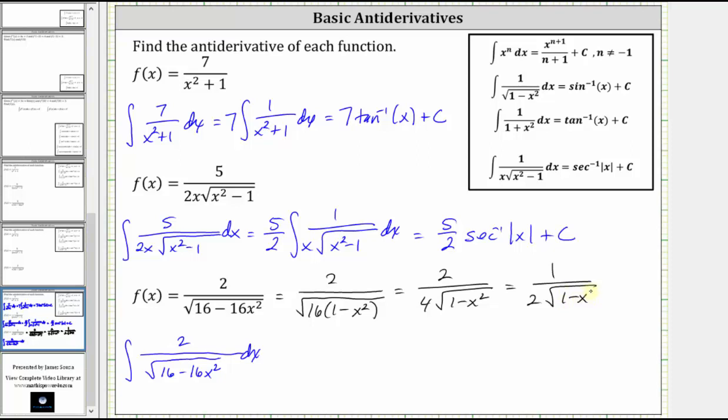Which means we can write the integral as, let's factor out the 1/2, 1/2 times the integral of 1 divided by the square root of the quantity 1 minus x squared. And that matches the formula perfectly, and therefore the antiderivative is 1/2 inverse sine x plus c.